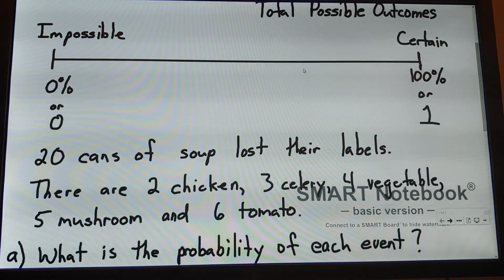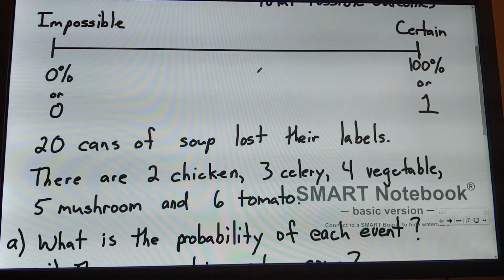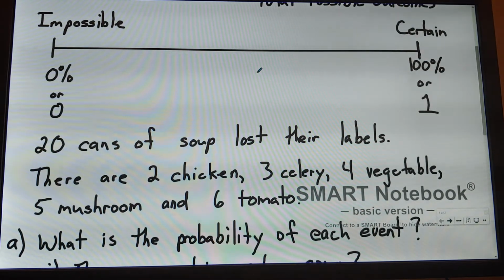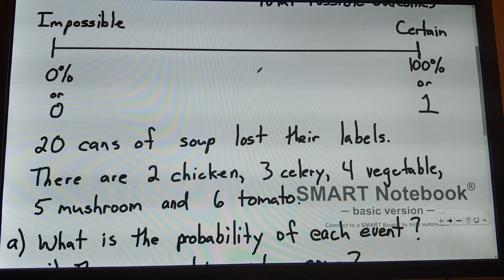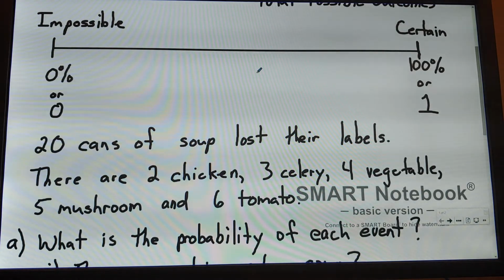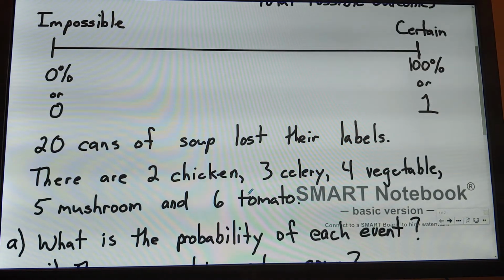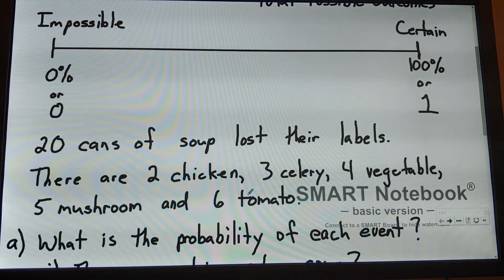Let's say you are going boating. You're going to be out in the boat for a while, so you bring lots of canned soup. Unfortunately, they got wet. All the labels fell off. But you knew what you bought in the first place. You had 20 cans of soup, and you know that you had 2 cans of chicken noodle soup, 3 celery soups, 4 vegetable soups, 5 cream of mushroom soup, and 6 tomato soups. So some questions for you.